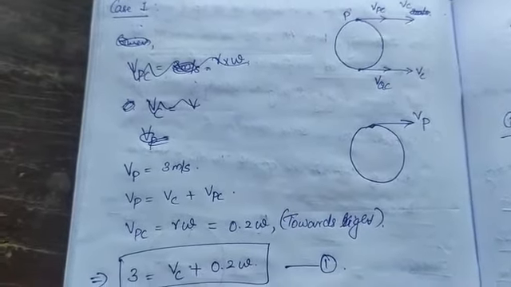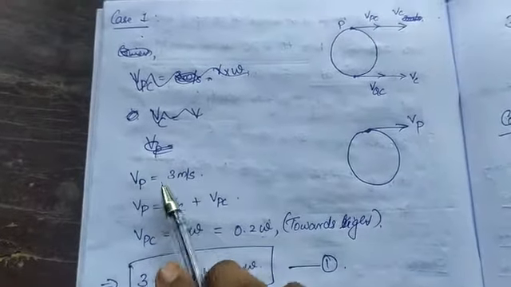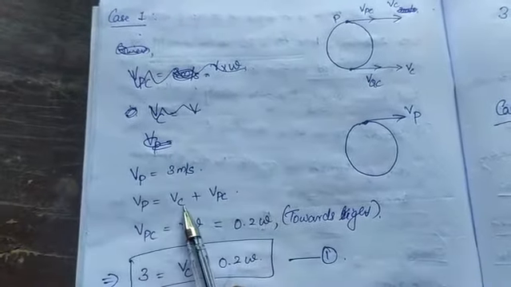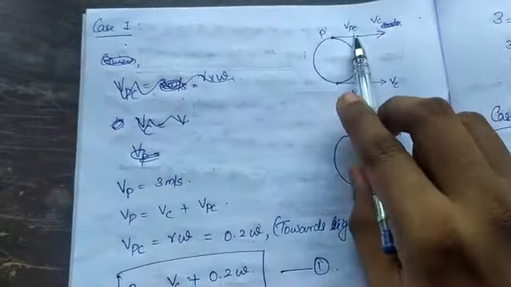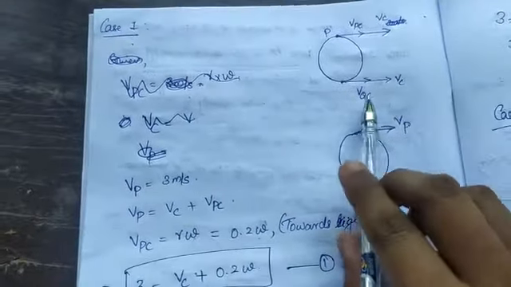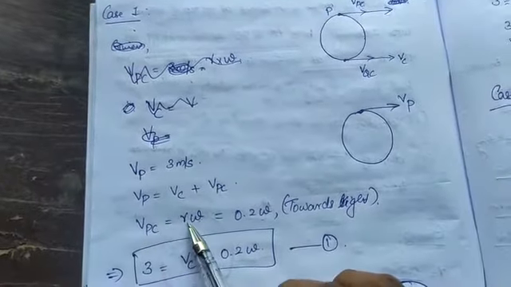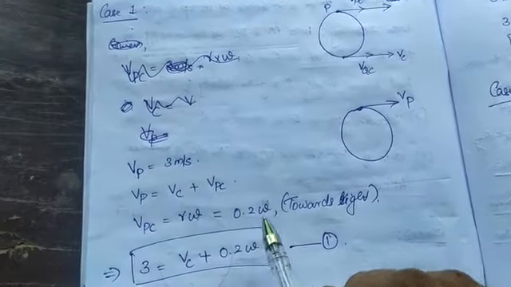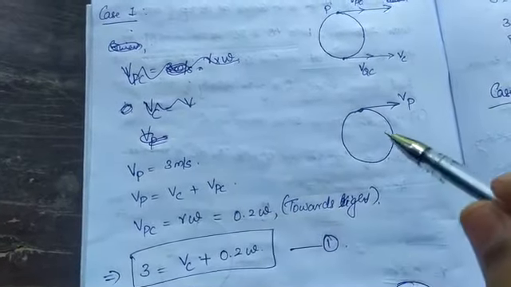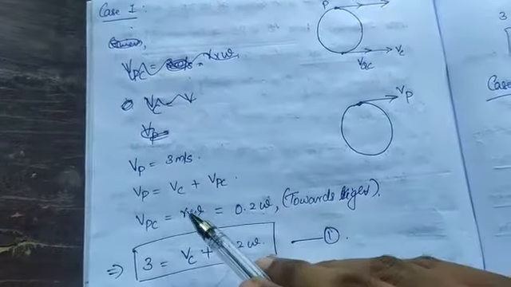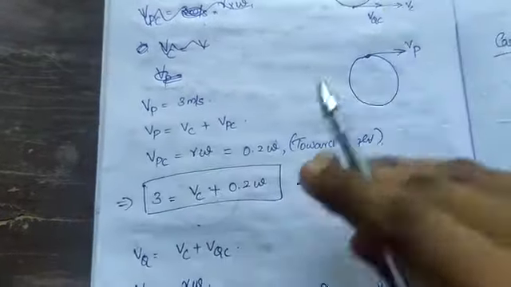Now for the first case, that means both are in same direction. Vp and Vq are in same direction. Vp is 3 meter per second. Vp is equal to Vc plus Vpc, both are in same direction. Okay. Vpc is R omega, 0.2 omega towards right. It's going towards right.